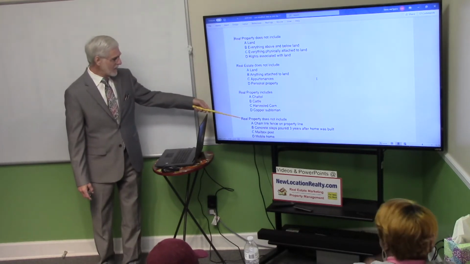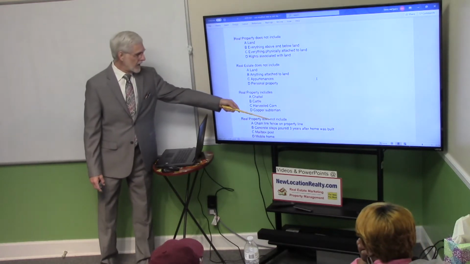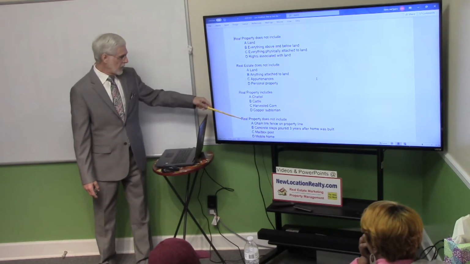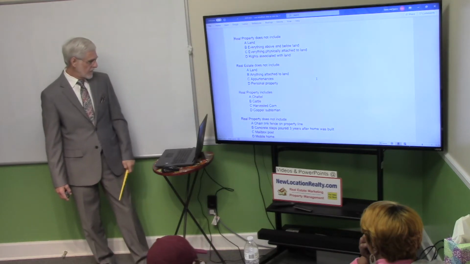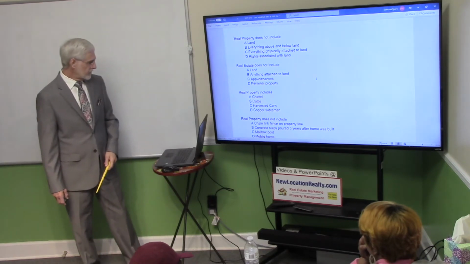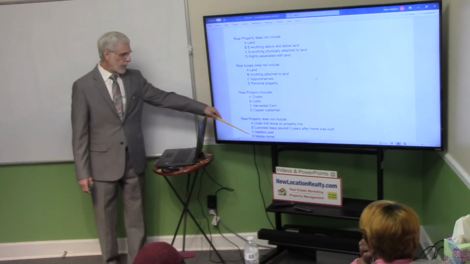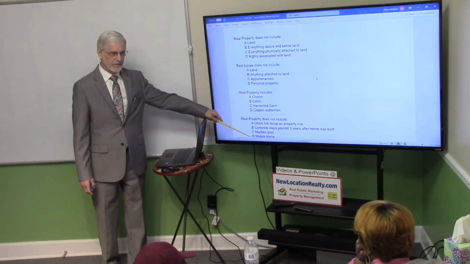Real property does not include, and on your test they're probably going to have that "not" in capital letters. So real property does not include what? A mobile home. Because it's not fixed. It's personal property. That's real estate.